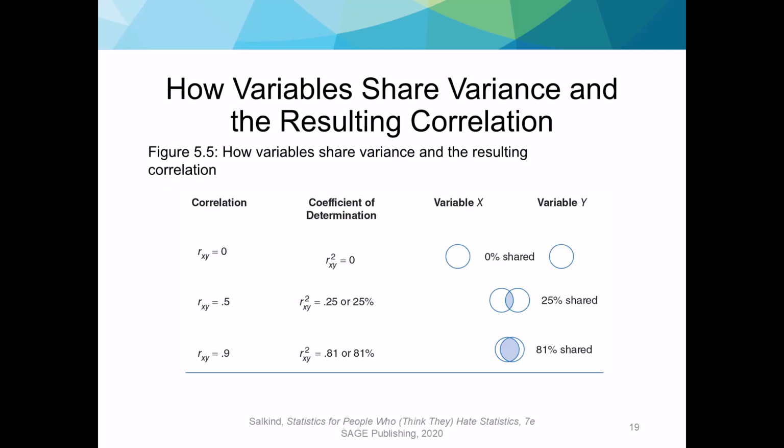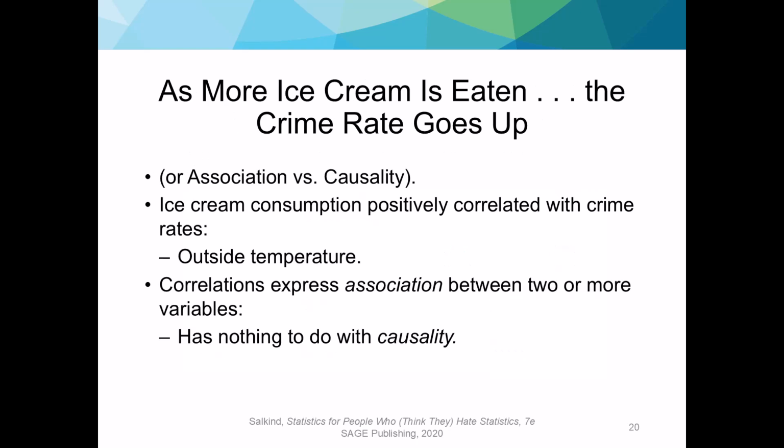This chart provides a great visual for shared variance. If the correlation is 0, the coefficient of determination is 0, and there is no shared variance. If the correlation is 0.5, r squared is 0.25, meaning 25% of the variance is shared. And with a strong correlation of 0.9, r squared is 0.81, meaning 81% of the variance is shared between the variables. This brings us to the most critical point about correlation.